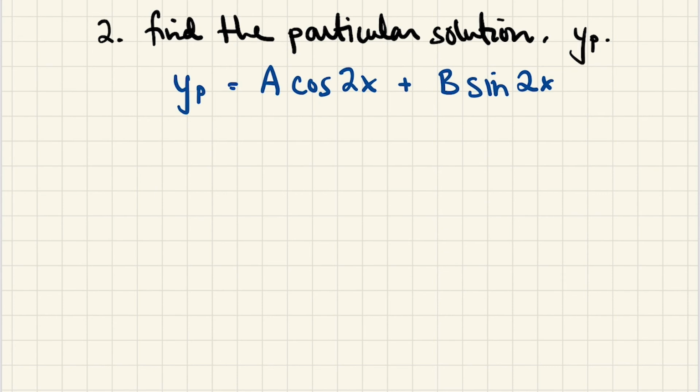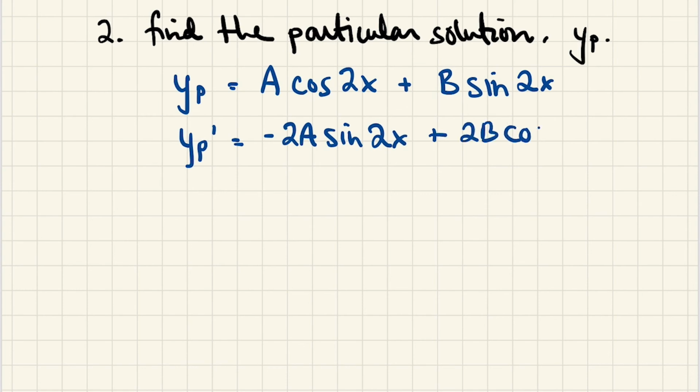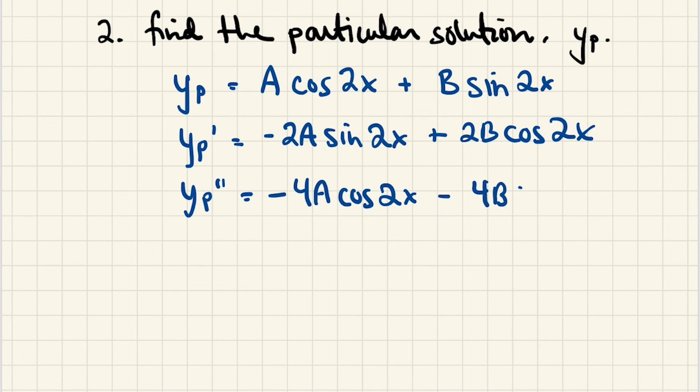All right, so let's take all the derivatives we need. In this case, it's a second order, so we'll take two derivatives. So we know that this is negative 2A sine of 2x plus 2B cosine of 2x. We'll take one more derivative, and we're going to get negative 4A cosine of 2x minus 4B sine of 2x.